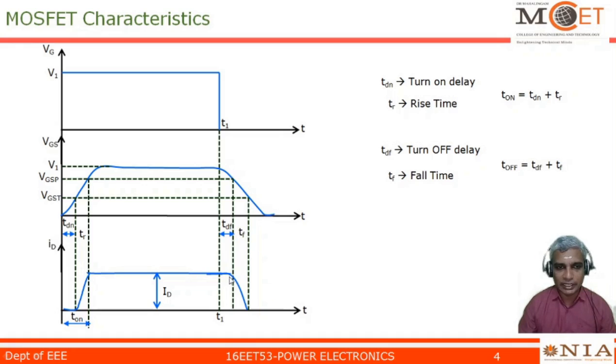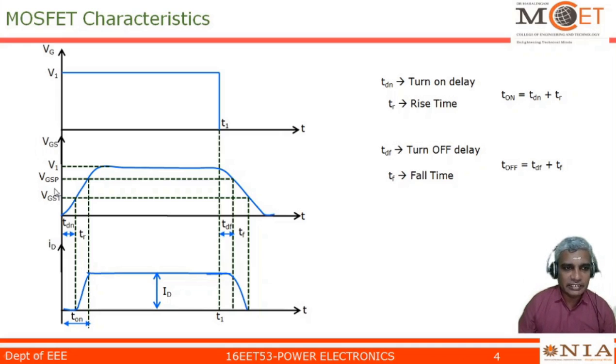And by that time, if you look at the drain current, it has also come to a value of 0. So at this point of time, at the end of TF, the device has completely turned off. So the turn off time of the device is given by turn off delay plus fall time. During the fall time, the voltage comes from VGSP to VGST. Remember that VGSP is a voltage sufficient to drive the MOSFET into its on state.